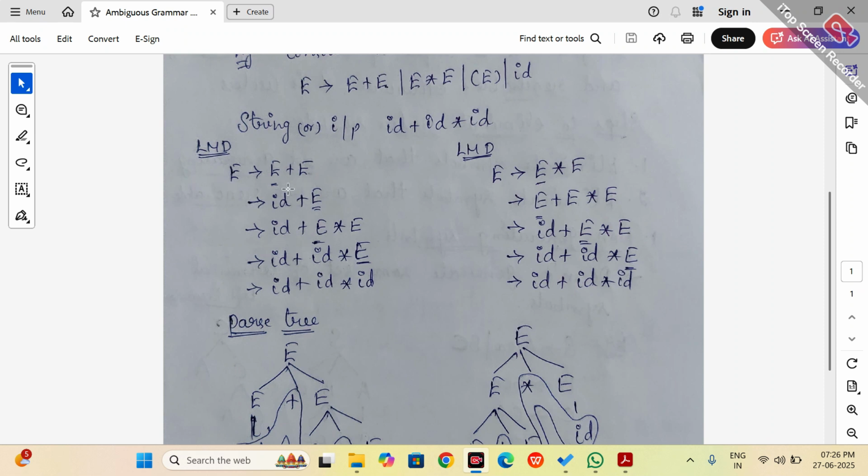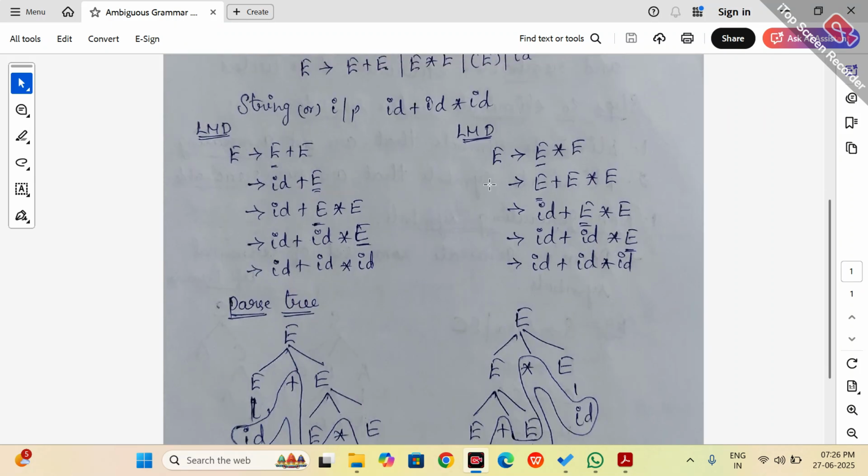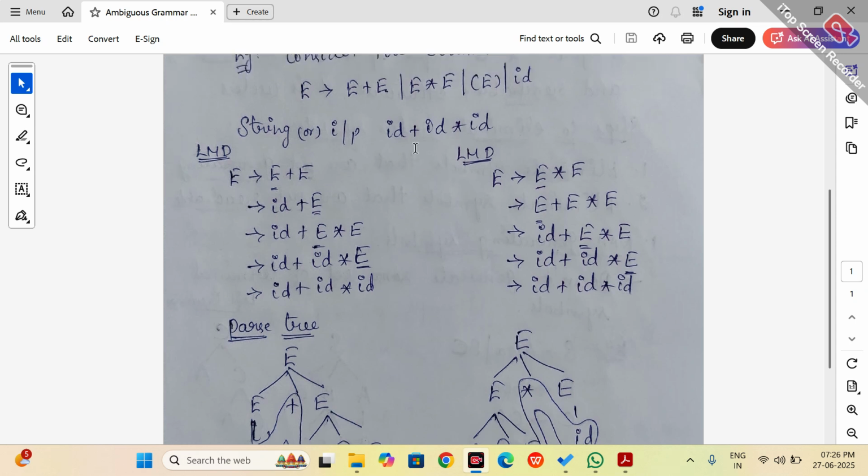By choosing different productions for the same grammar, we are getting two different leftmost derivations. As we discussed in the definition itself, if a grammar produces more than one leftmost derivation or more than one rightmost derivation for the same sentence, it is an ambiguous grammar. Here the grammar is the same, but we choose different productions, and for the same grammar we derive the input using the leftmost derivation. More than one leftmost derivation is here. So this is nothing but an ambiguous grammar.